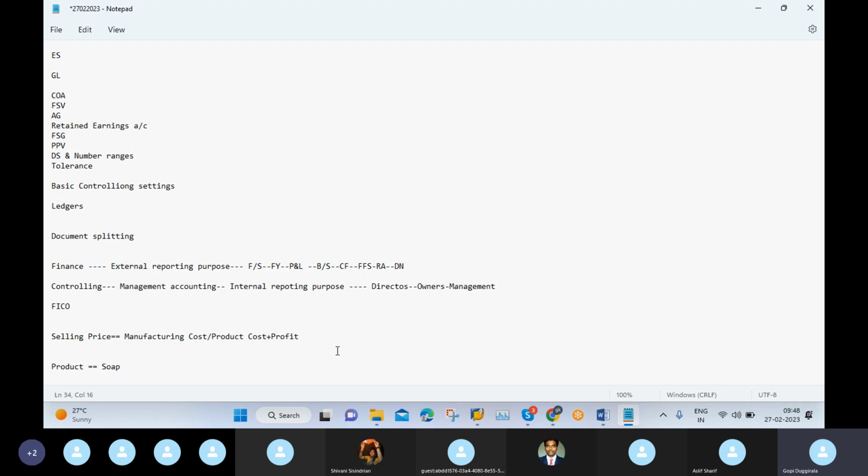What are the submodules in controlling? What do you mean by product cost? What do you mean by COPA? What do you mean by profit center accounting? And where are we mapping our cost elements to cost center and profit center?